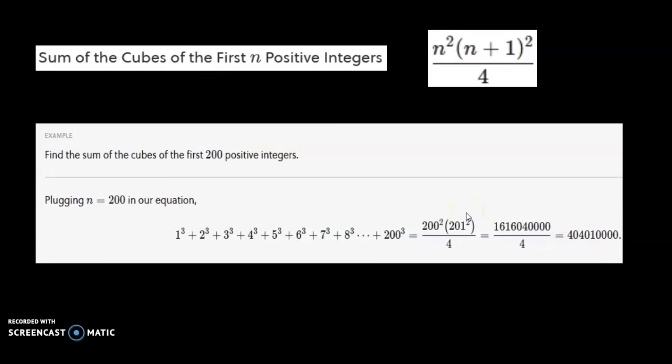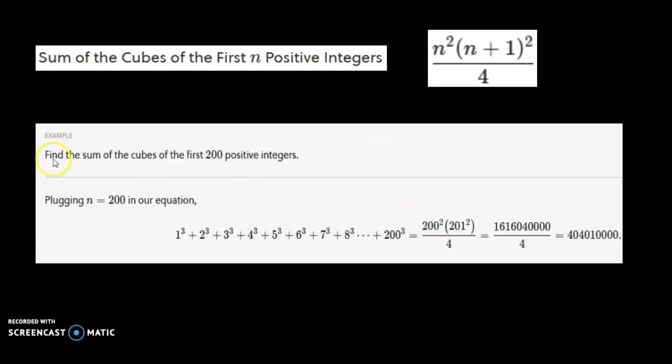So let's move to the last one, that is the sum of the cubes of the first n positive integers, and the formula for calculating it is n square into n plus 1 to the power 2 divided by 4, or you may write n into n plus 1 by 2, whole square, right?